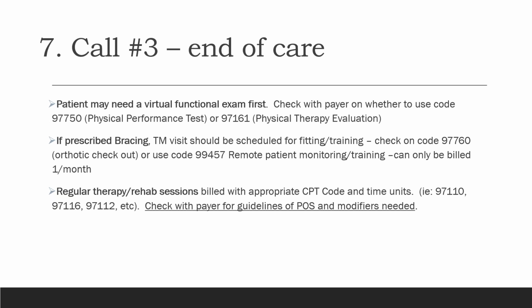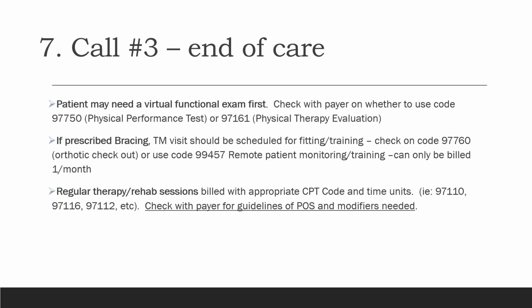Now, once you have done all of the extras, the functional exam, the bracing training and all of that, then you would bill out for your regular therapy or rehab sessions. These are billed out with the appropriate CPT code, 97110, 97116, and so on, depending on the type of therapy that you're doing. So if you're doing physical exercises, it's 97110, gait training 97116, neuromuscular reeducation 97112.